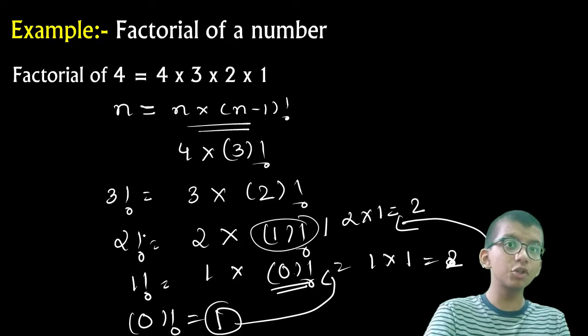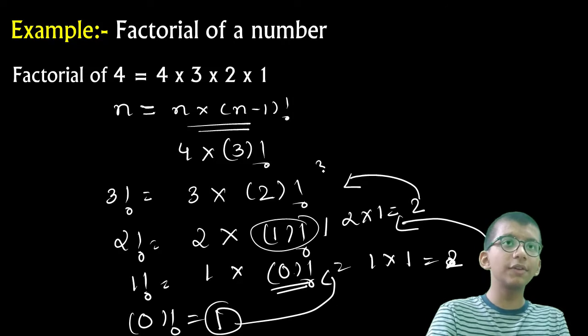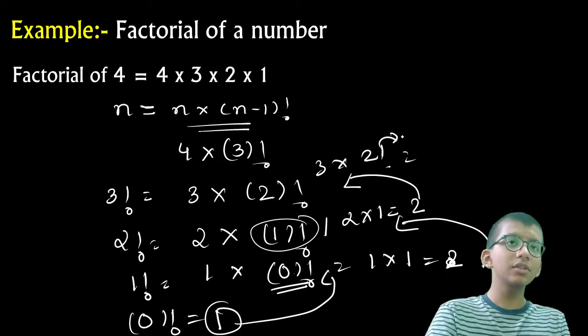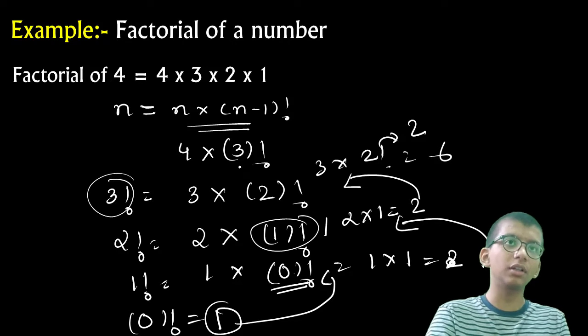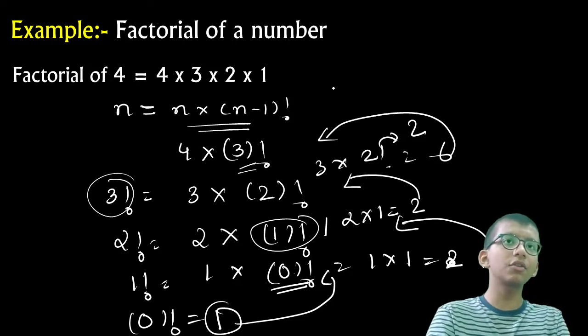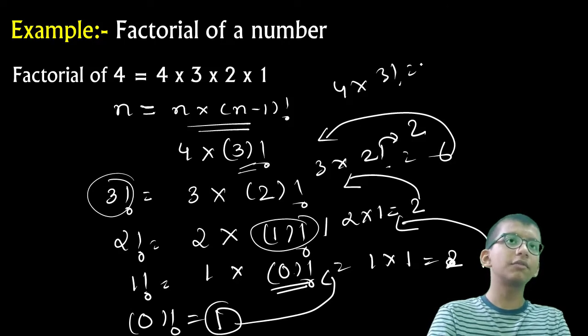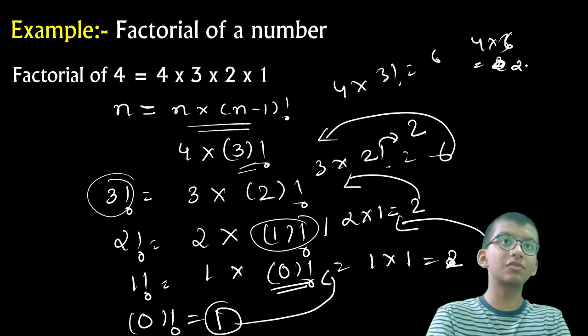Now 3 factorial is waiting for 2 factorial. Then we give 3 times the 2 factorial, 3 times 2 equals 6. Now we have 3 factorial. Now 4 is waiting for 3 factorial. So 4 times the 3 factorial, and 3 factorial equals 6. So 4 times 6 is 24. Okay, so this is 24.